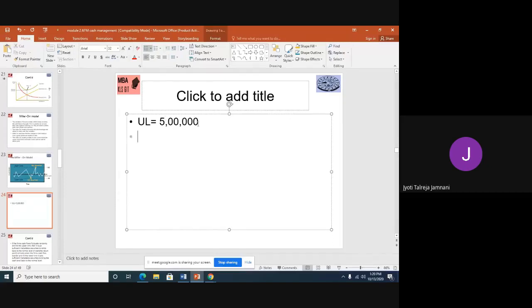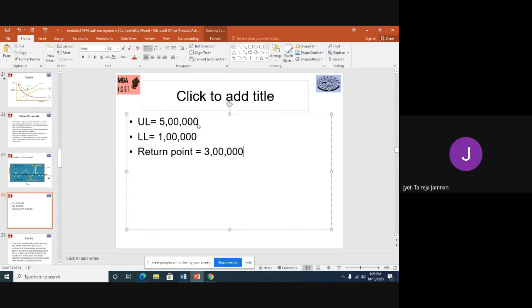And the lower limit is 1 lakh, and my return point, or the Z value, is 3 lakh. Now what I am trying to say here is, on an average, I need 3 lakh rupees in my business. So today I start my business with 1 lakh rupees.